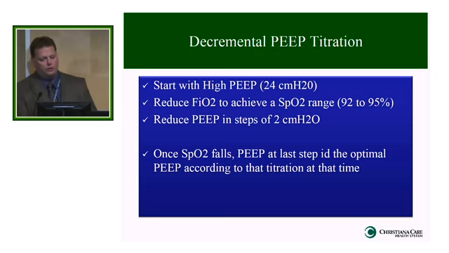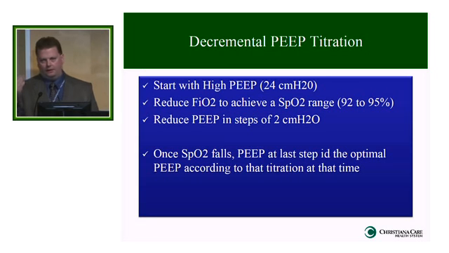So what do you do? You start with high PEEP on the patient. You start with about 24. Most people start in the mid-20s of PEEP. You reduce your FiO2. Once the patient stabilizes, you reduce your FiO2 till you get your SAT in a range of, say, 92 to 95. Depending on who you read, you'll see different things. And then you reduce the PEEP after that in steps of about 2 centimeters.